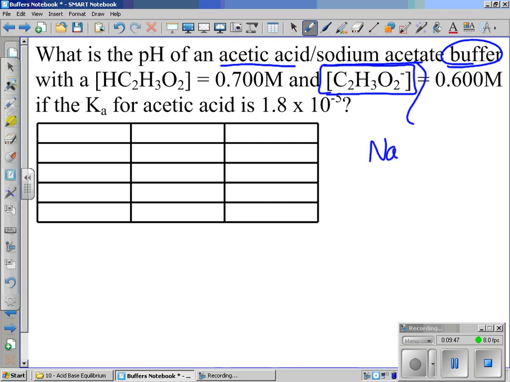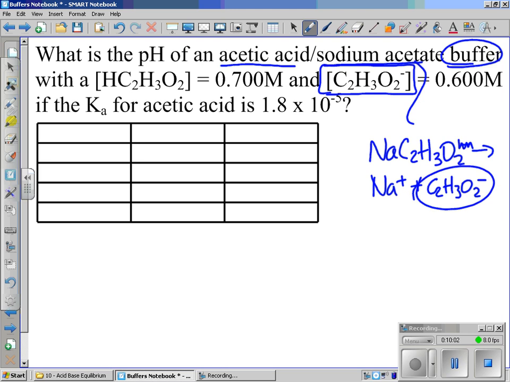Your salt, sodium acetate, breaks up into Na plus and C2H3O2 minus, right? Normally we have to do that, and then we say it's a basic salt, so we're going to use the anion. Well, in this problem, they told that to us right off the bat. They gave you your acetic acid, they gave you your acetate ion, and then they gave you Ka.